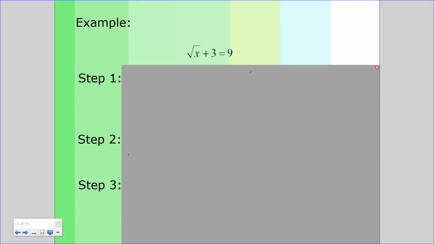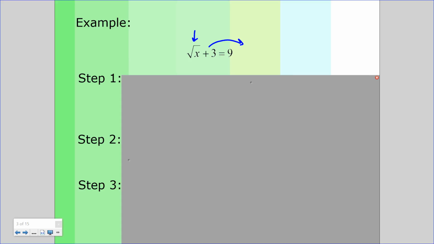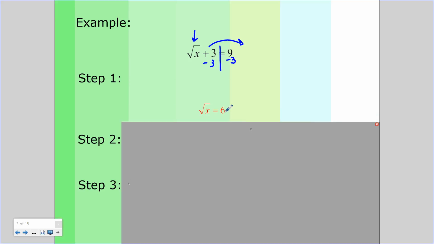So here's our first example. We're going to start by isolating the square root. So here we have the square root of x plus 3 equals 9. So this plus 3 needs to come to the other side to get just the radical by itself on the left side. So to take something to the other side of your equation, you undo its operation. So we subtract 3 from both sides. This leaves us with the square root of x equal to 6.